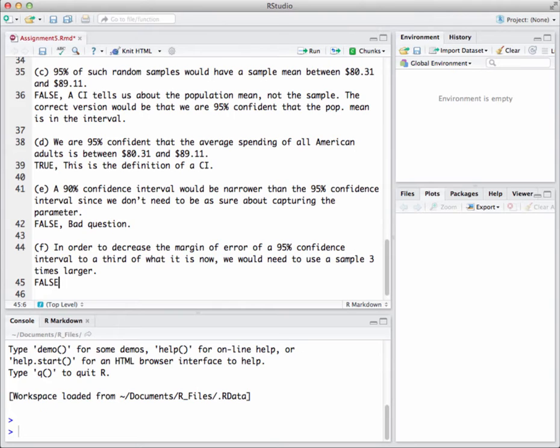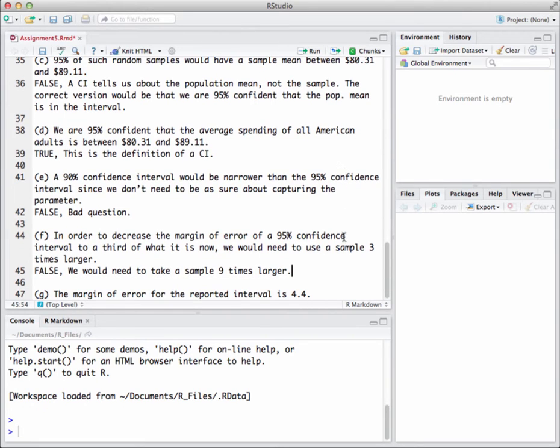Why is this one false? We would need to take a sample size 9 times larger. Now, why would we need a sample size 9 times larger? Well, what's in the denominator of the standard error? It's the square root of n, right? And what's the square root of n? It's 3. So if we wanted 1 over the square root of n to end up being a third, we would have to take a sample 9 times larger in order to make that work. Okay, think about that for a minute. Just do paper and pencil and try that.